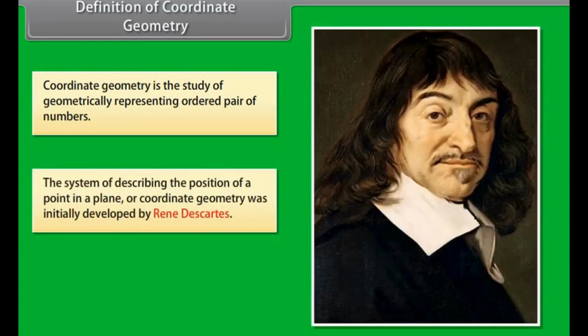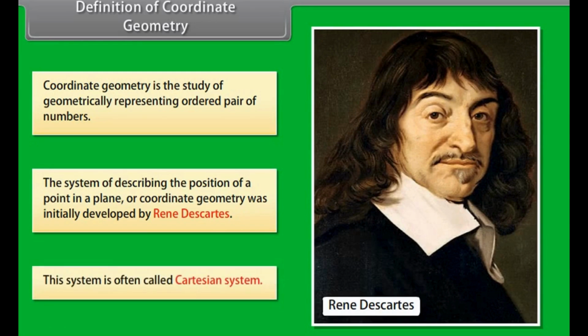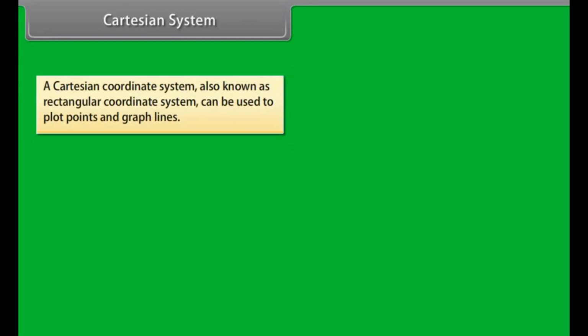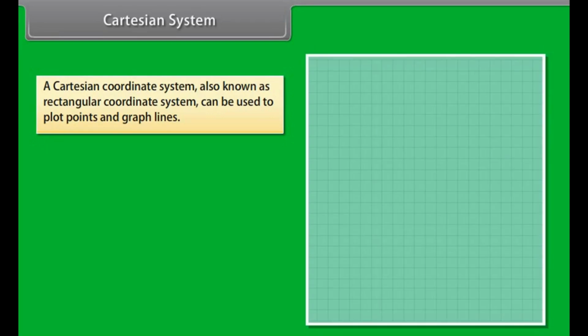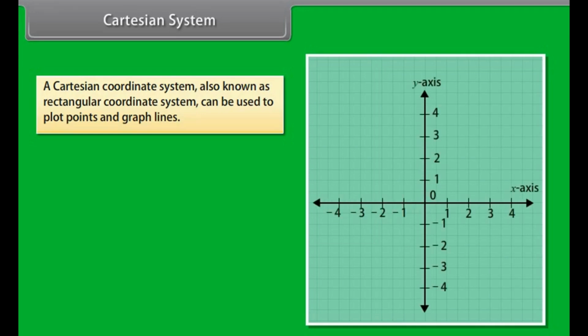Definition of coordinate geometry. Coordinate geometry is the study of geometrically representing ordered pairs of numbers. The system of describing the position of a point in a plane, or coordinate geometry, was initially developed by René Descartes. This system is often called the Cartesian system. A Cartesian coordinate system, also known as rectangular coordinate system, can be used to plot points and graph lines. It is basically a set of two number lines, the x-axis and the y-axis.